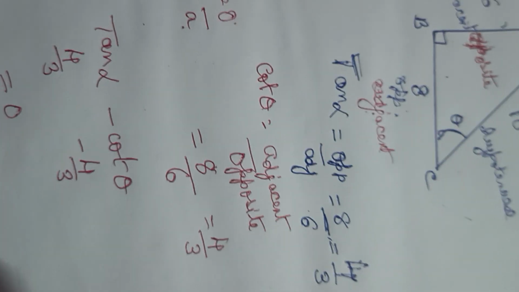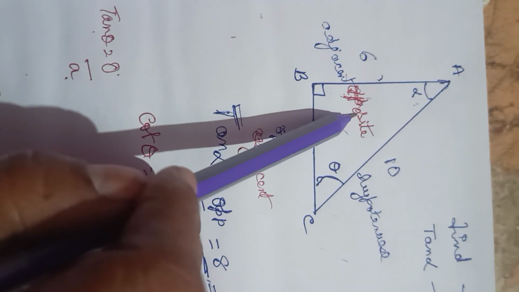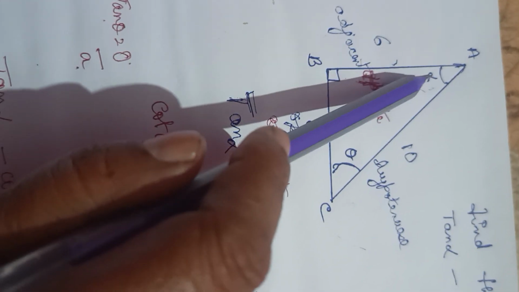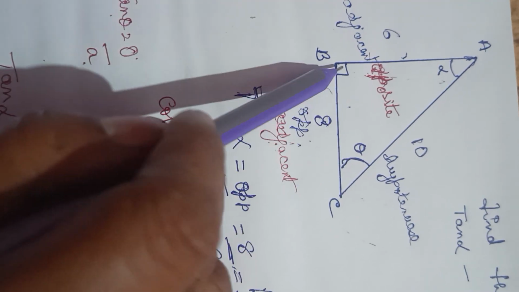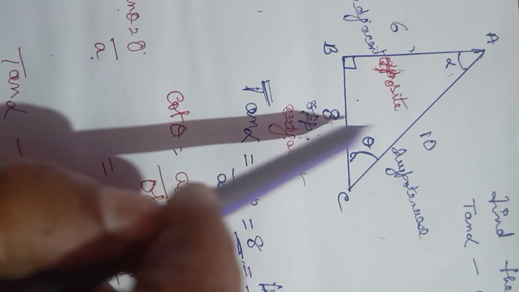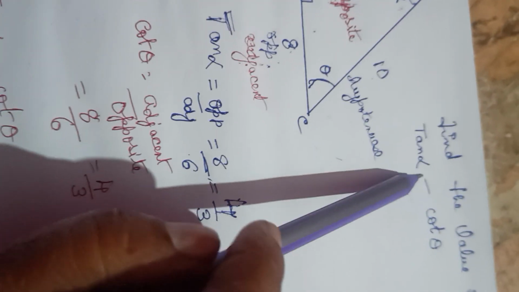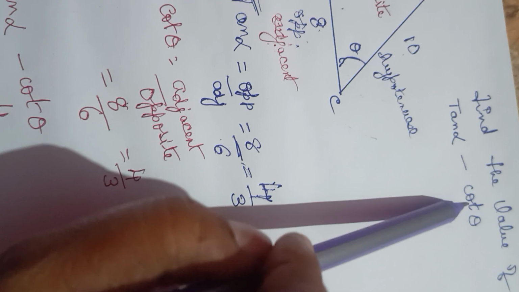So, let's see how the sum can appear in the board exam. I have taken a sum from the previous question paper. Here angle A is named as alpha. Angle C is named as theta, and this B is 90 degrees. Values are given: 6, 8 and 10. In the question paper they had asked to find the value of tan alpha minus cot theta.